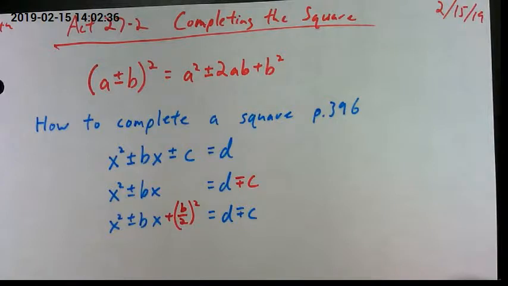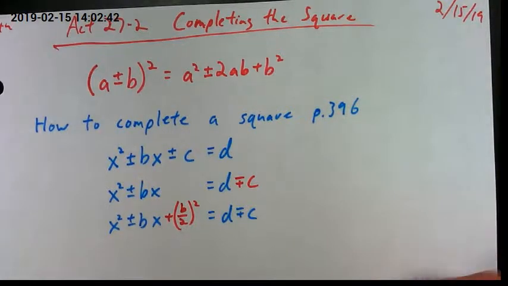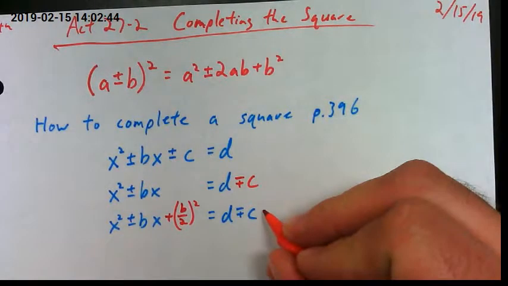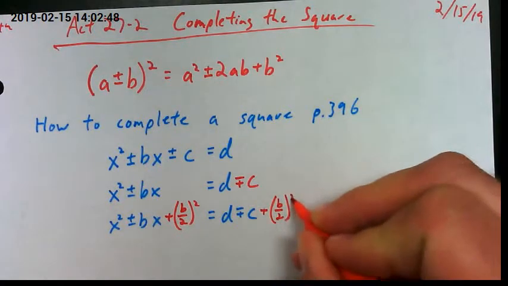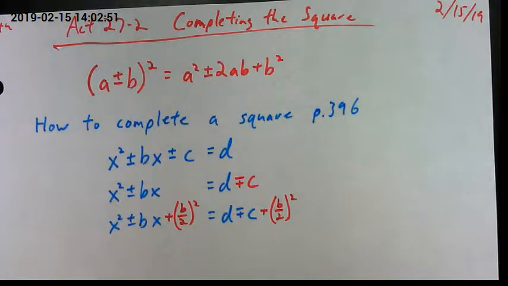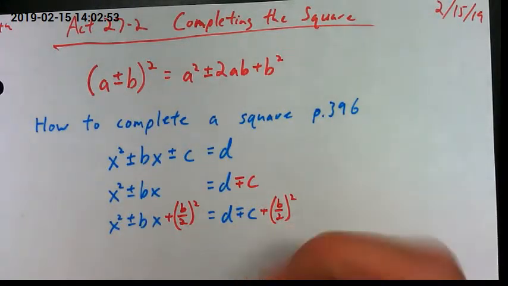Because anytime you're doing anything with an equation, if you add something to one side, you have to add it to the other. You have to balance the equation. So this also goes to the other side. So we're going to add it. Now, we're really done with this side of our equation.